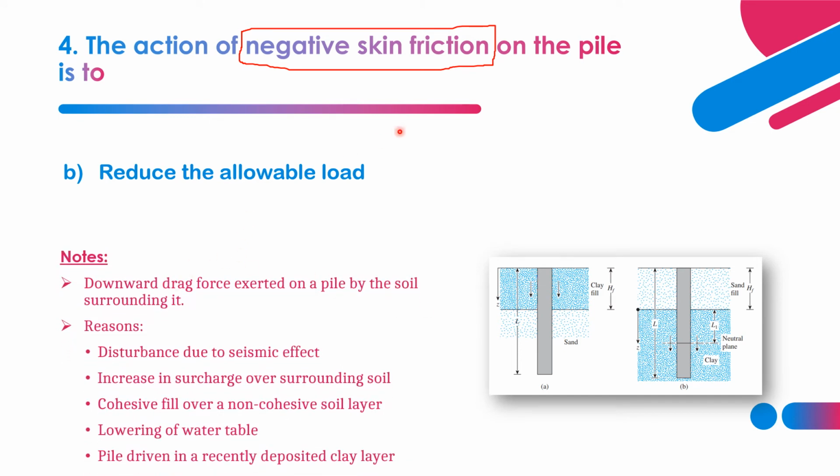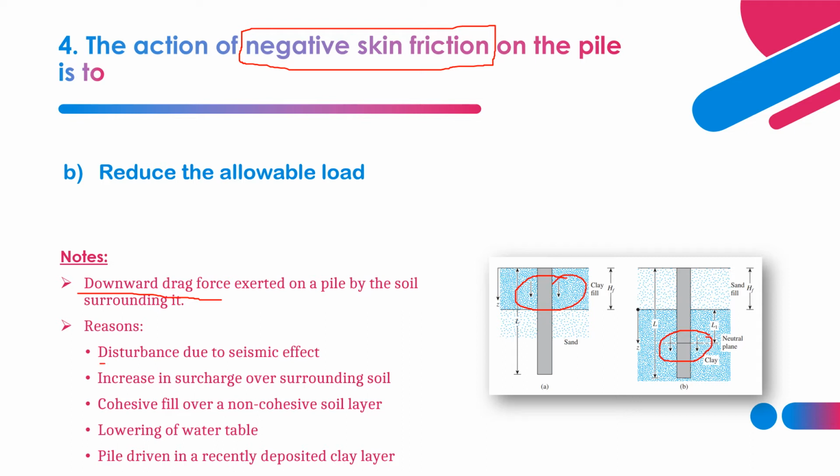Negative skin friction is a downward drag force exerted on a pile by the soil surrounding it. So what are the reasons for this downward drag force?